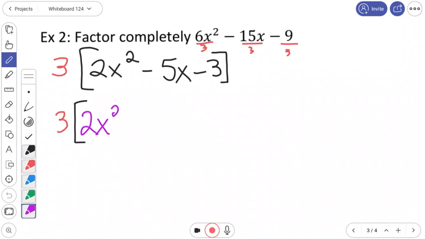2x squared, blankety blank, minus 3. We need to make sure we're separating that negative 5x. We want to break it apart into two pieces. All right, what two values do we want to use?